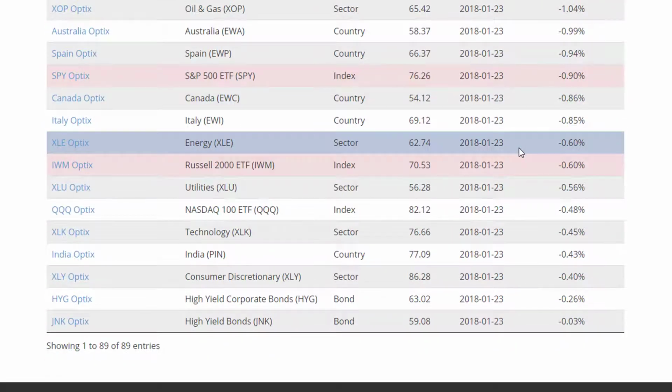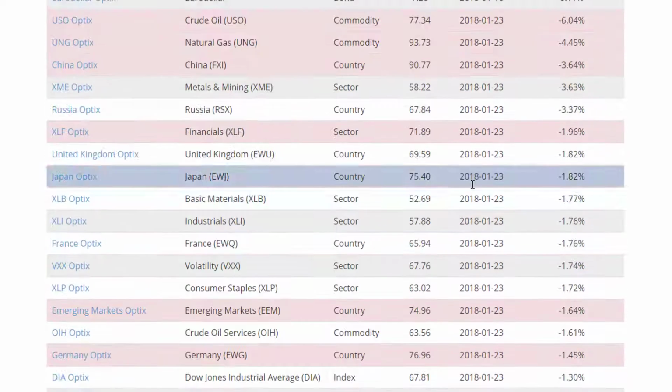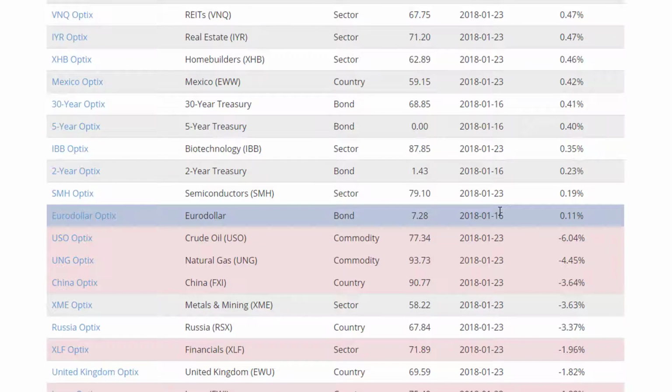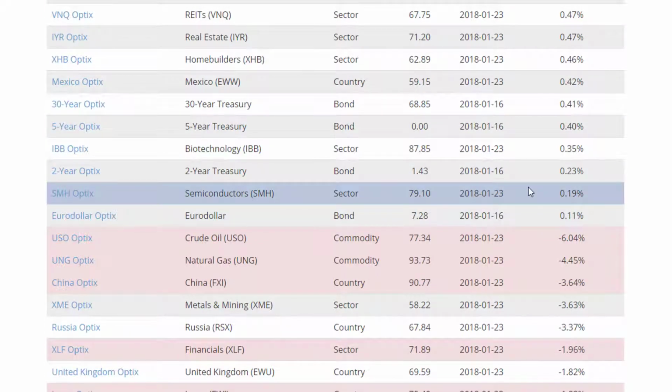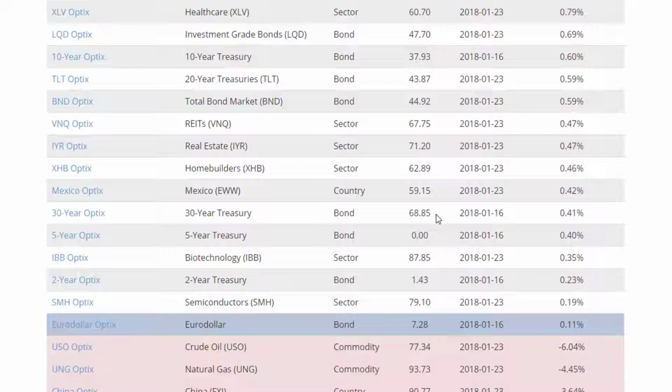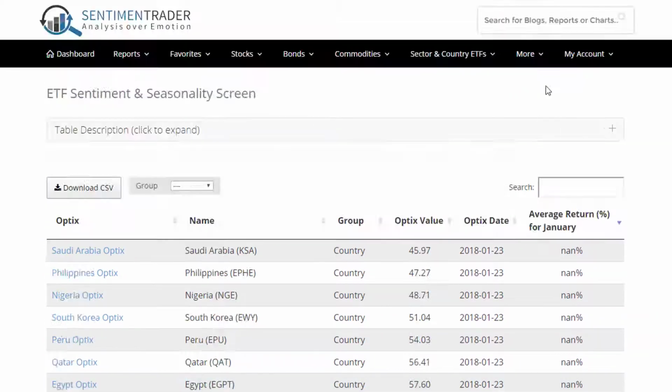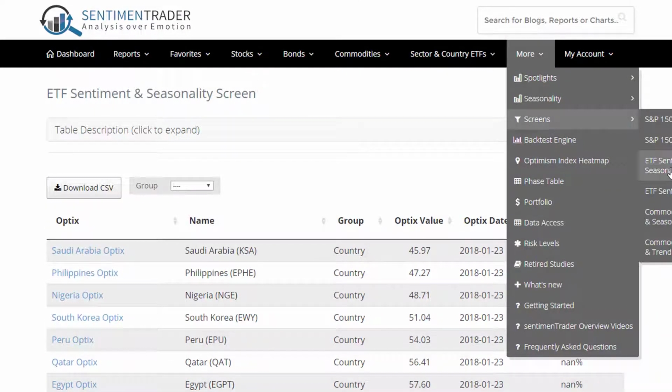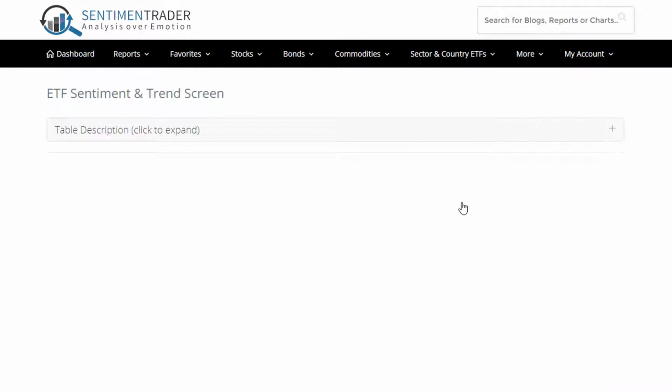There actually aren't any green ones at this point, so if it's green, that would show a positive return for January on average, but showing pessimism, and we're just not seeing that at this point for any of the funds that we follow. Other screens, ETF sentiment and trend.